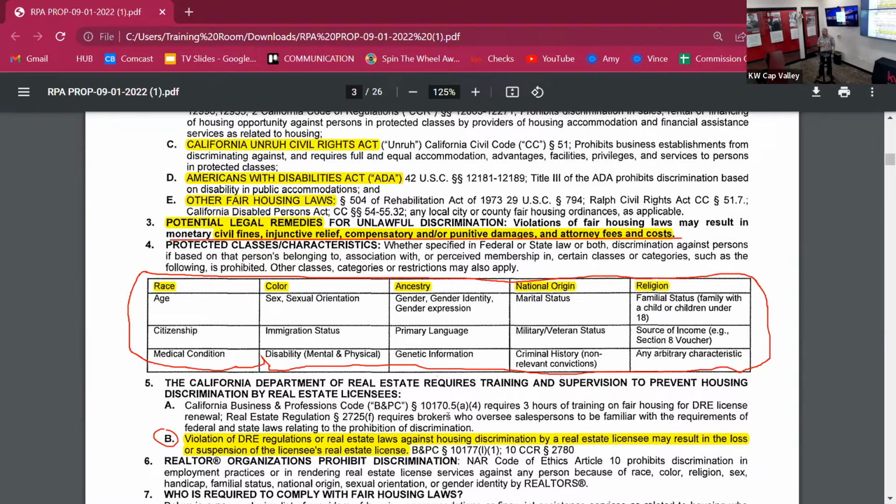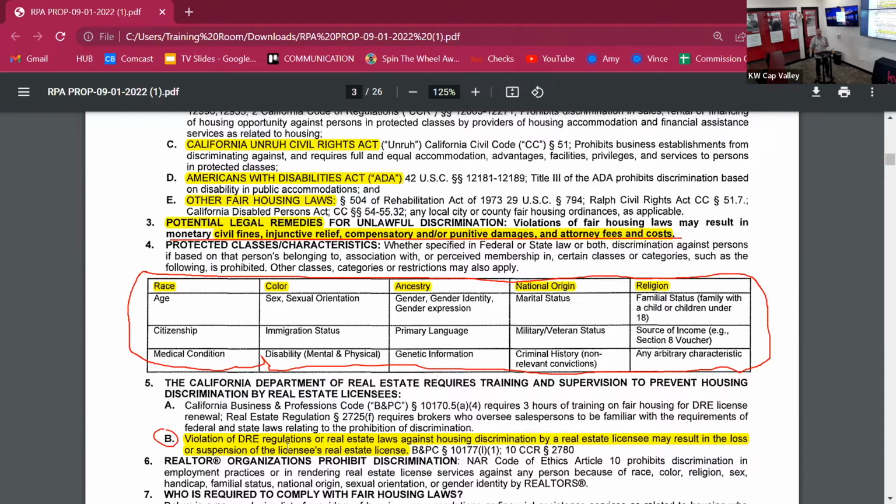The predominant form of discrimination, even in liberal California, is still race discrimination. And it's seen in real estate sales, it's seen in lending, it is seen in property management. And so that's why we have to talk about this. As I said, I do a separate class on this, but I want to cover some key points here.